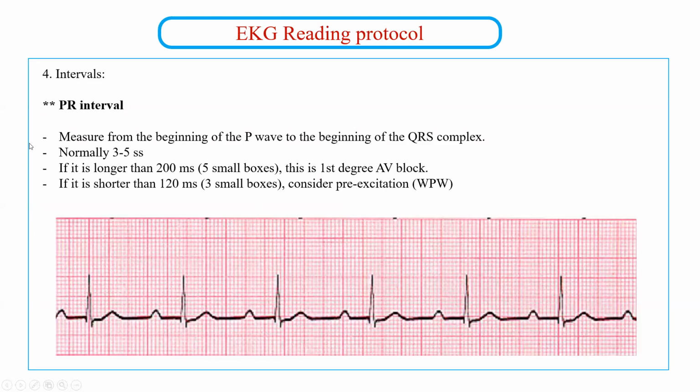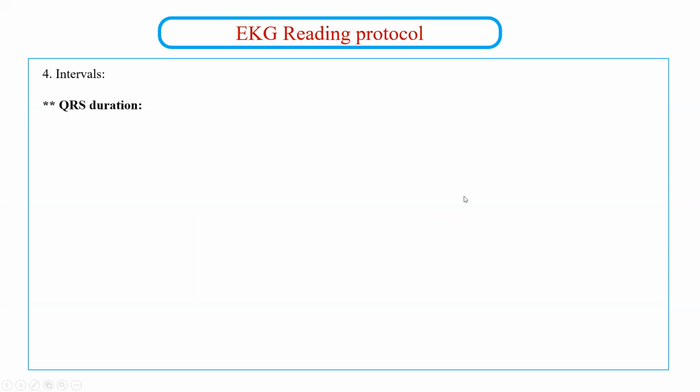Okay, and this is an EKG. If we look here from the beginning of the P wave till the beginning of the QRS complex, we have to measure all these small squares: 2, 4, 6, 7. So there are 7 small squares. So this is prolonged, and this patient has first degree AV block.